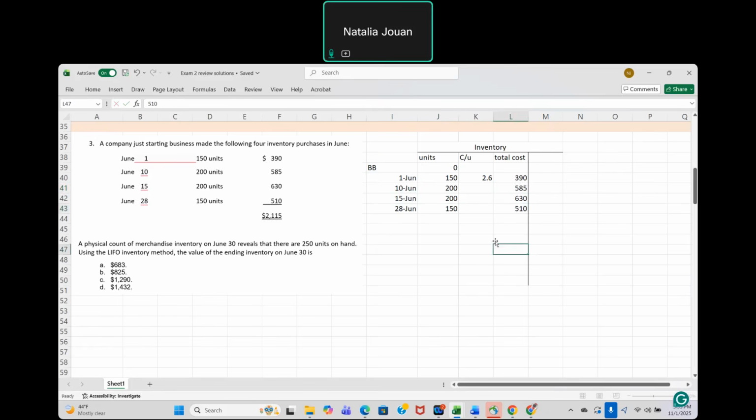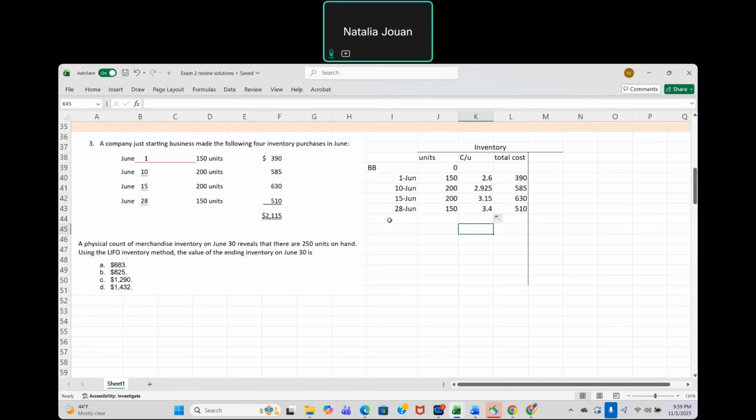Since I'm doing this on Excel, Excel can do the formulas for me. So I'm just going to drag this down and get the cost per unit. So it's doing the same thing, this over this. Cost per unit, cost per unit, cost per unit, and we get the cost, okay?